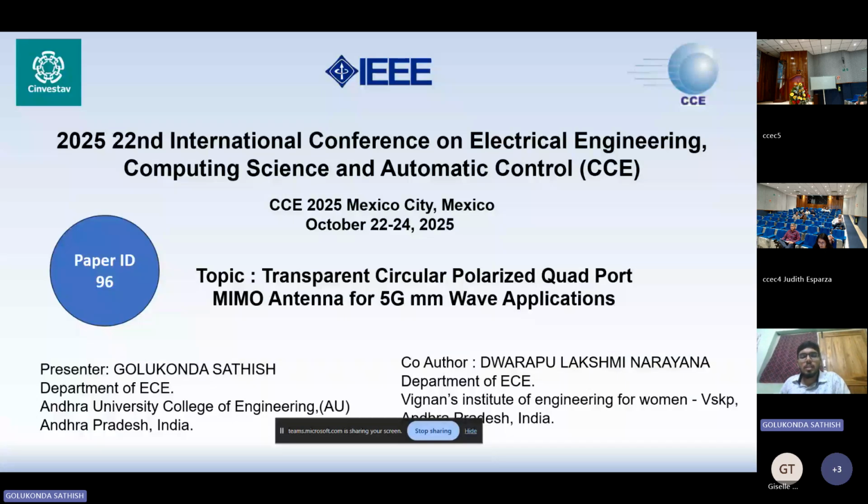Good afternoon, everyone. Today I'm going to present on a transparent circular polarized quad-port MIMO antenna for mmWave 5G applications. I am Golconda Satish, Department of ECE, Andhra University College of Engineering, Andhra Pradesh, India. Co-author Dwarapu Lakshmi Narayana, Department of ECE, Vignan's Institute of Engineering for Women, Visakhapatnam, Andhra Pradesh, India.